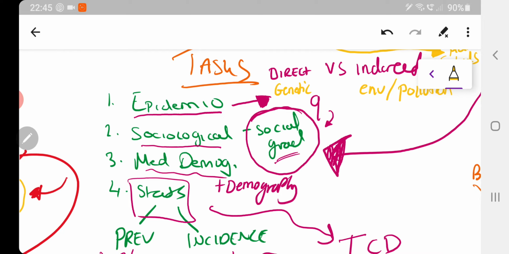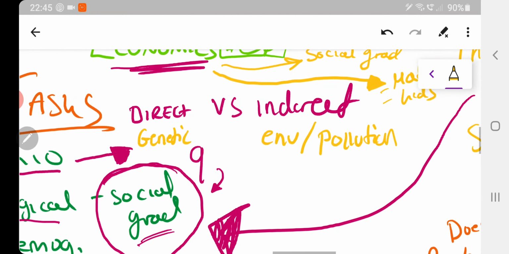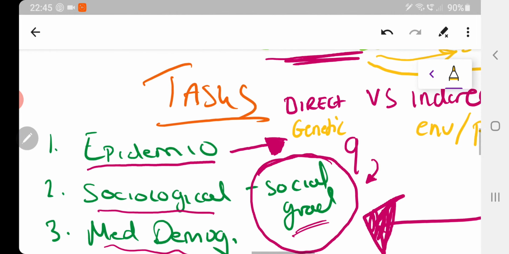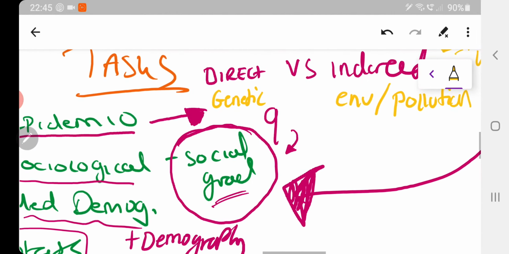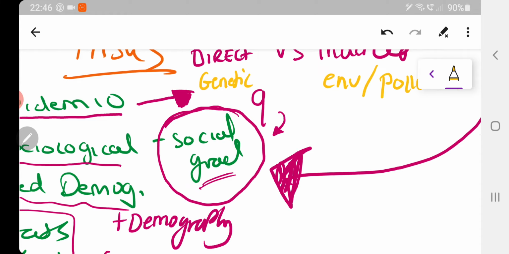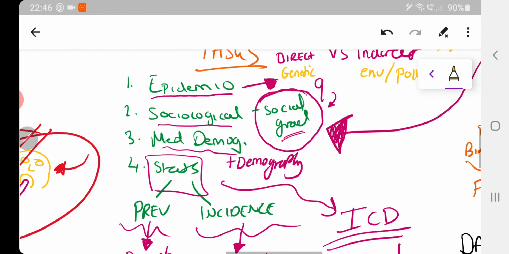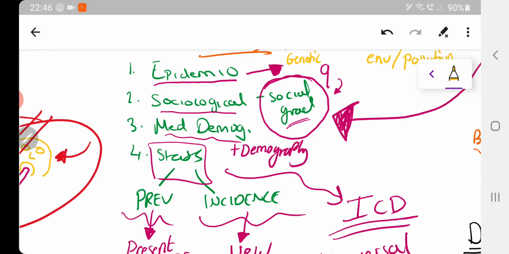First task, we look at epidemiology. All right, like I was saying, there's direct and indirect, direct genetic, indirect environmental pollution. Yeah. Sociological. Now, main thing is this social gradient. Okay. I can't give you an example straight away, but there's 9 different types. It's in my Notion. You can look at it.